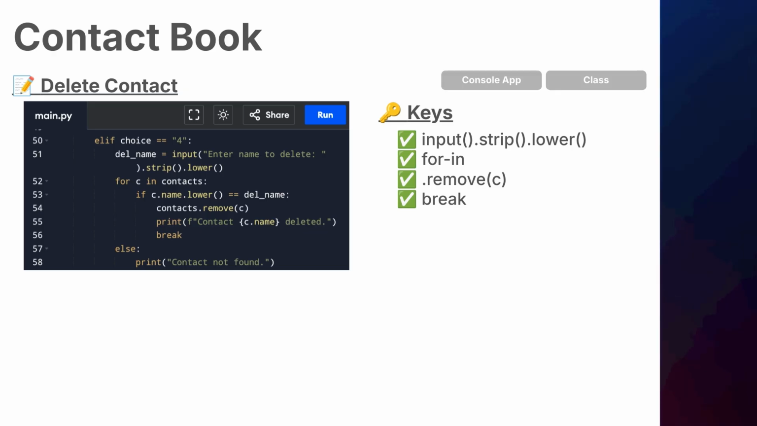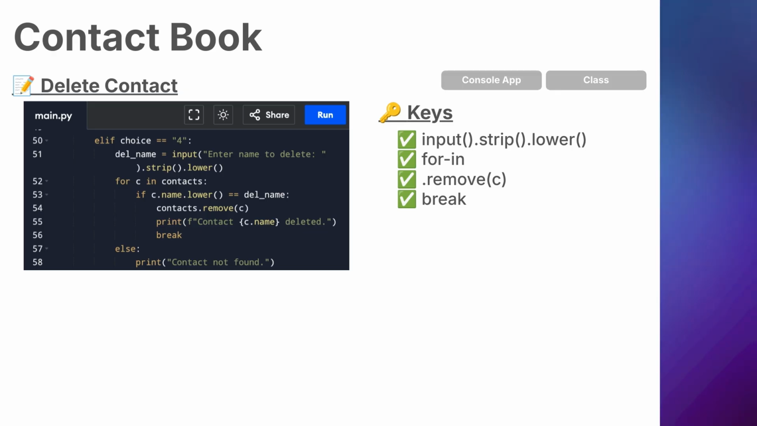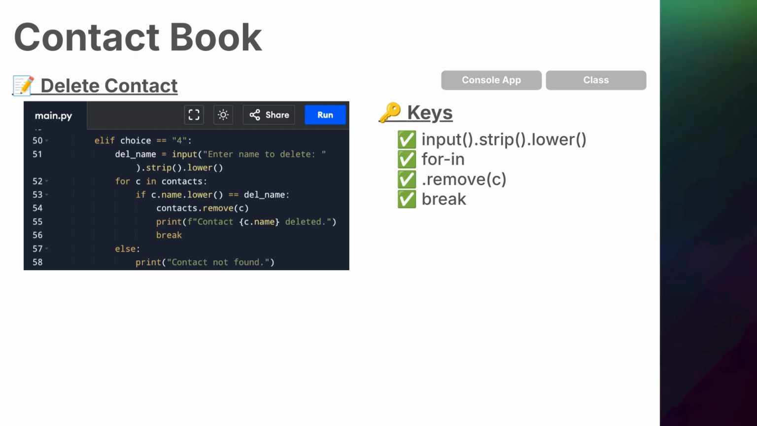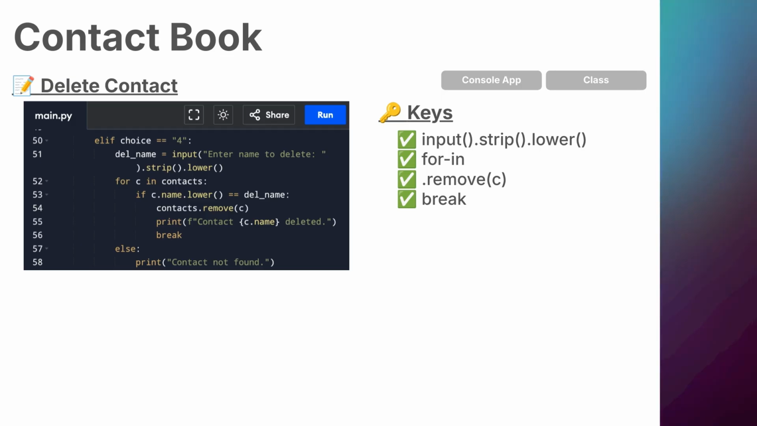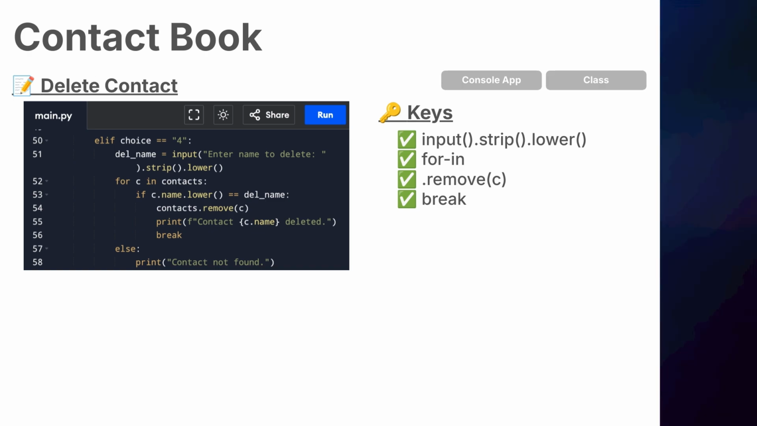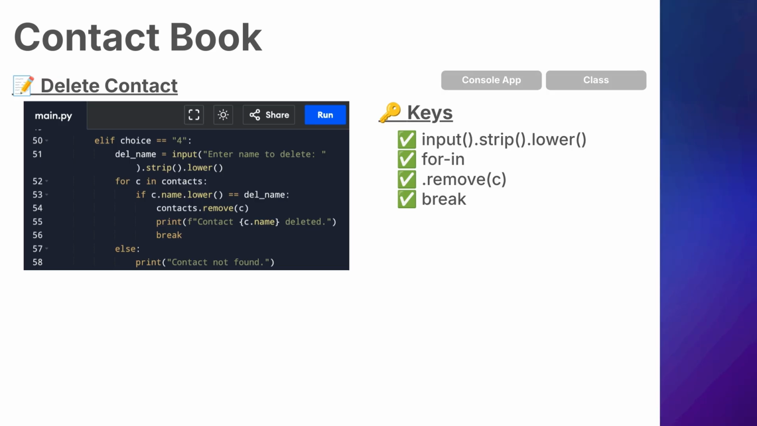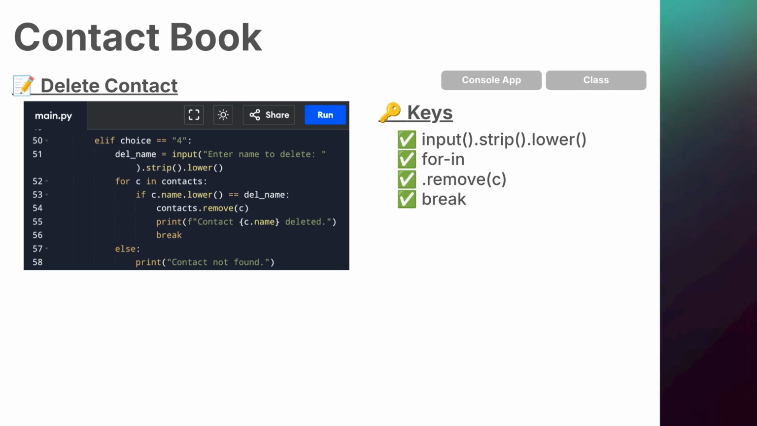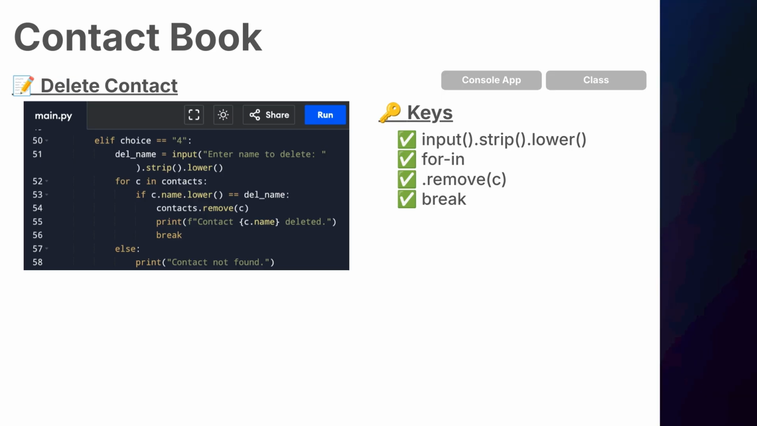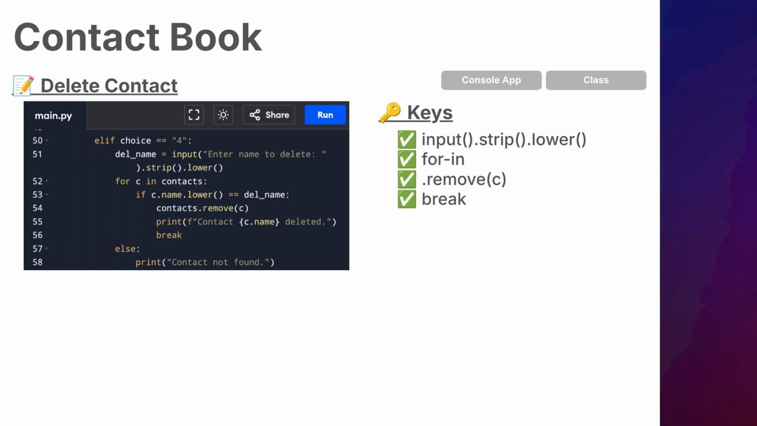If it matches, we call contacts.remove(c). This removes that specific contact object from the list. Immediately after that, we print a confirmation message telling the user that the contact has been deleted. We then use break to exit the loop so the program doesn't keep searching after a match has already been removed. If no matching contact is found, the loop finishes and the else block prints contact not found. This gives clear feedback to the user so they know nothing was deleted.